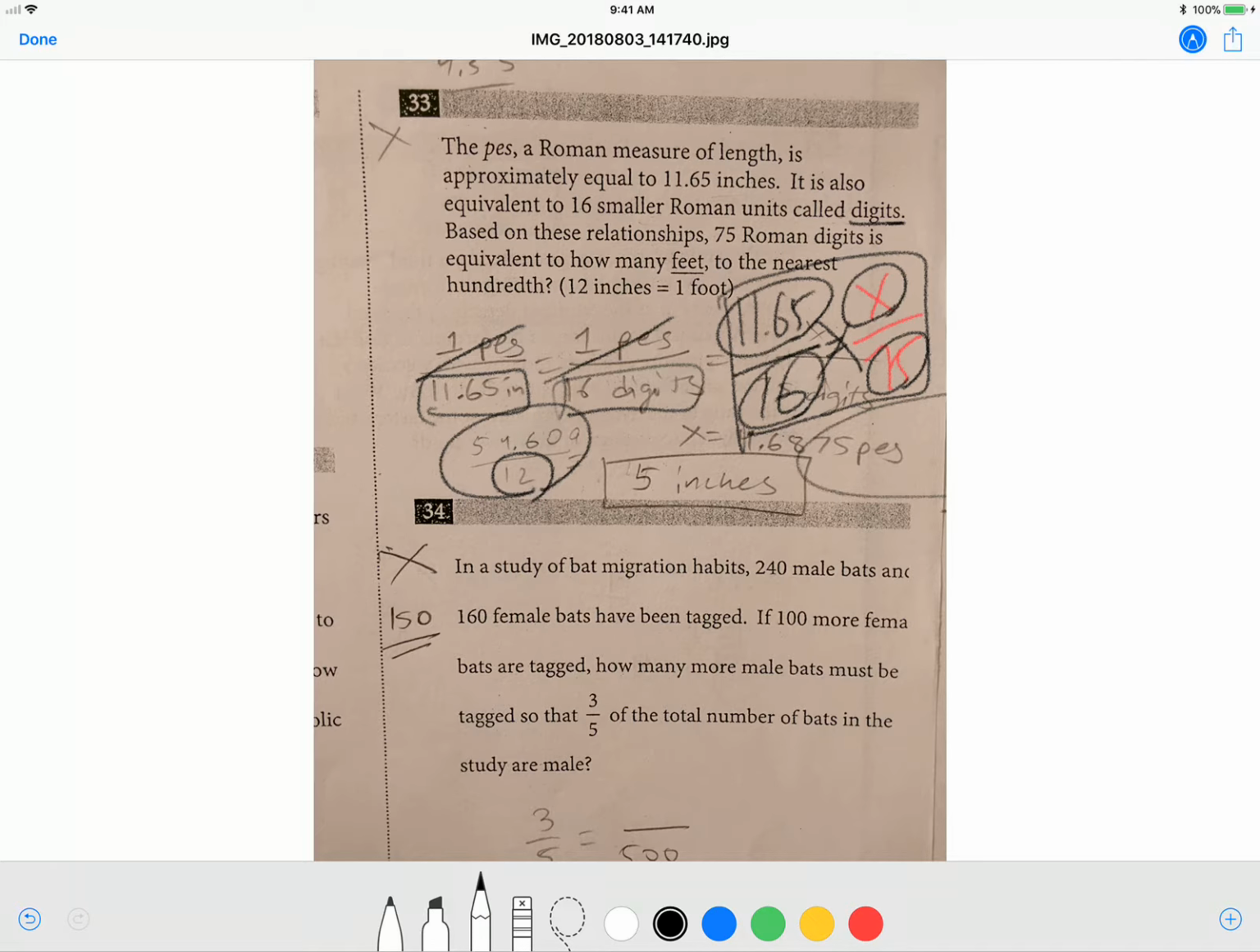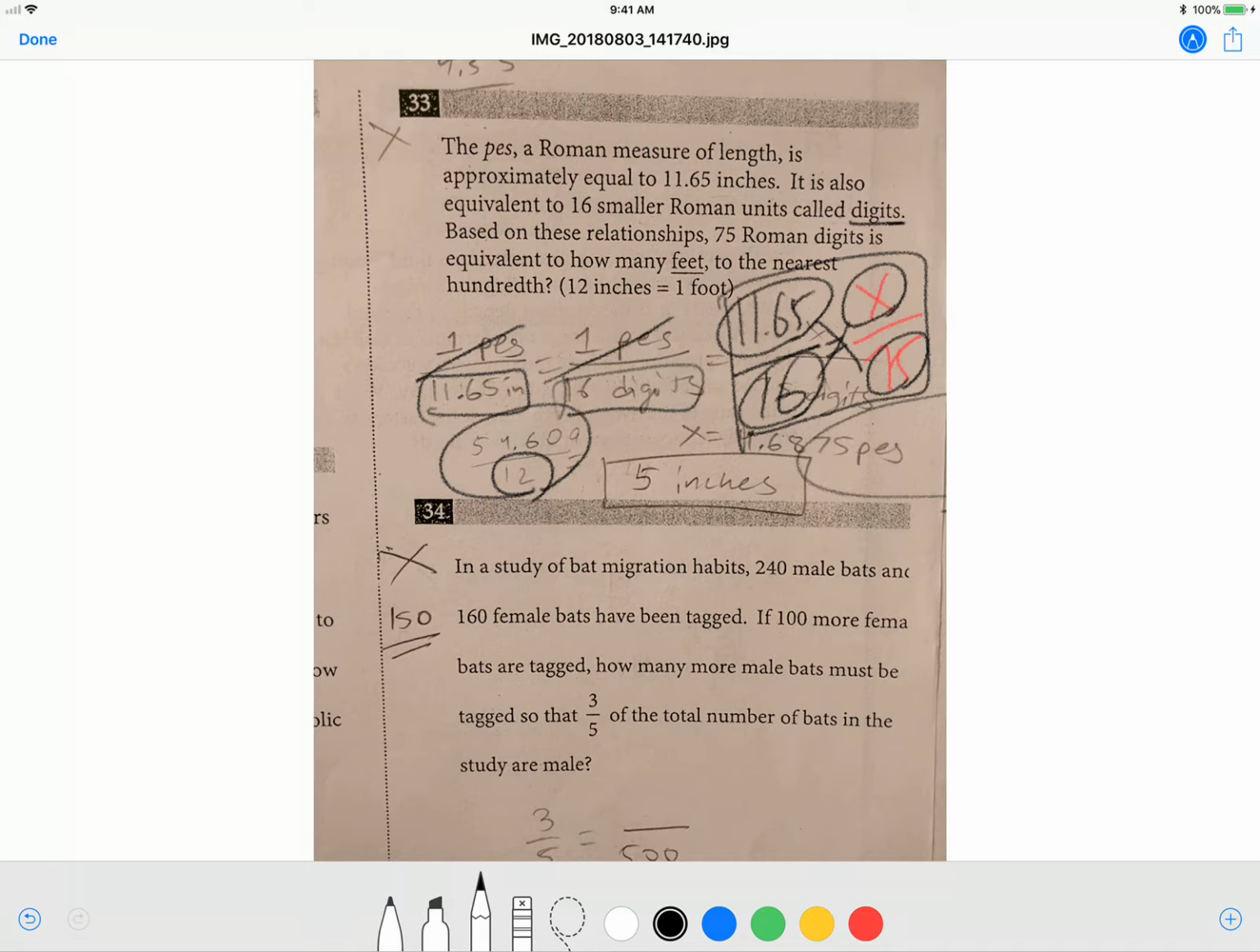I'm just going to do that in the calculator real quick. So what I did was 11.65 times 75, and then you divide that by 16. So I get 54.609. Okay, so it seems like I got exactly the same thing as you did, and then you divide that by 12, right? So I get 4.55. How many feet to the nearest hundredth?